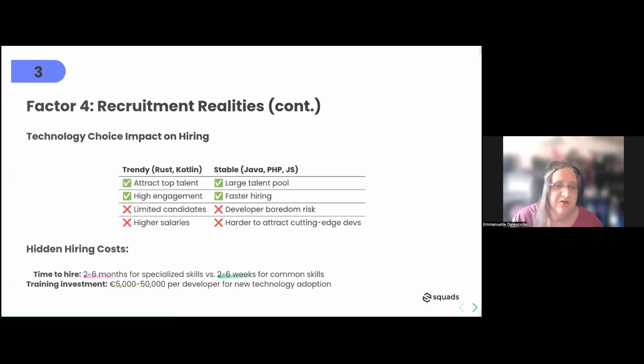So there are upsides and downsides on both kinds of choices. If you want to go with something trendy like Rust, it is likely that you're going to be attracting mostly people that are more passionate about what they are doing and that have a higher level. While if you go with something stable and boring, you might end up with people who are bored and don't really have a passion for their work, but they will be easier to replace.